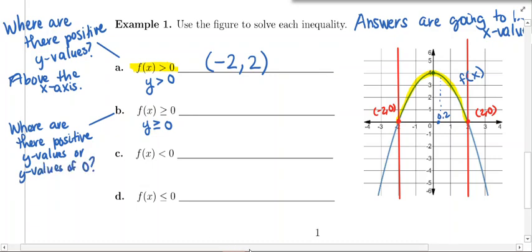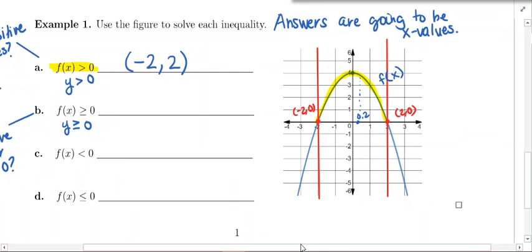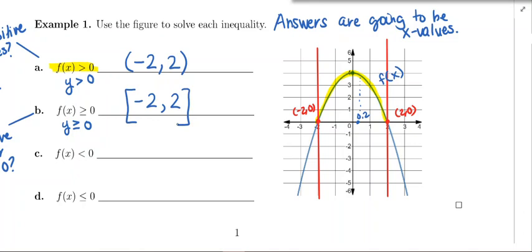Well, we already know we have positive y values above the x-axis, so we're still looking at the yellow portion of the parabola, but now the y values can actually equal 0. So the x values are going to be the x values that go with the yellow portion of the parabola plus the x-intercepts. Again, the yellow region occurs between x values of -2 and +2, but this time we're going to include the endpoints. We're going to include the x-intercepts because their y values actually equal 0. That's it. Moving on to part C.